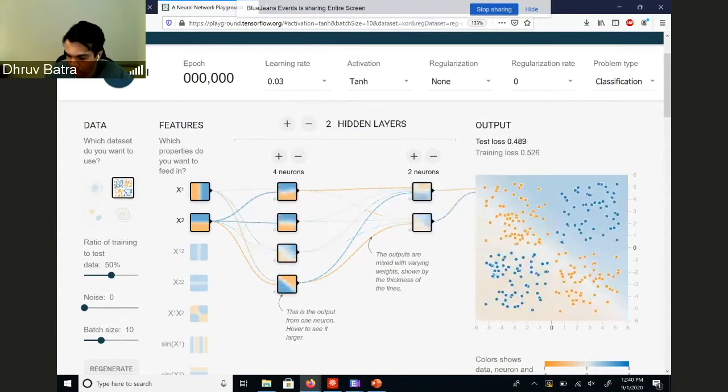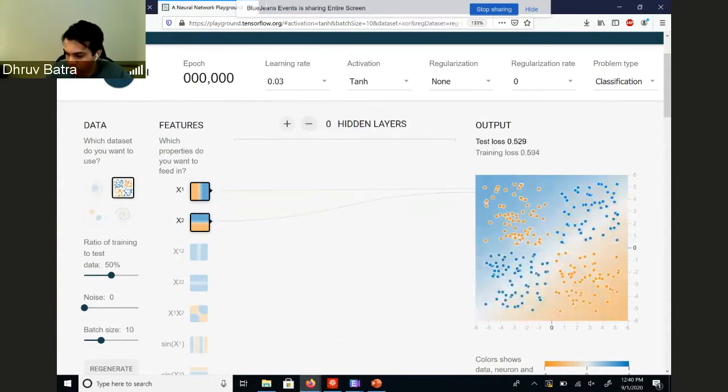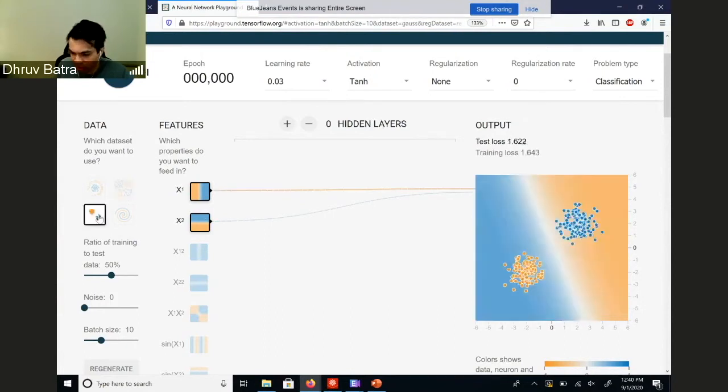Let's make things simple. So first, let's get rid of any hidden layers. What are we looking at? Here is our data set on the left. Let's make it a simple data set. This is just two Gaussians. There's an orange Gaussian and a blue Gaussian, just two clumps of data points.